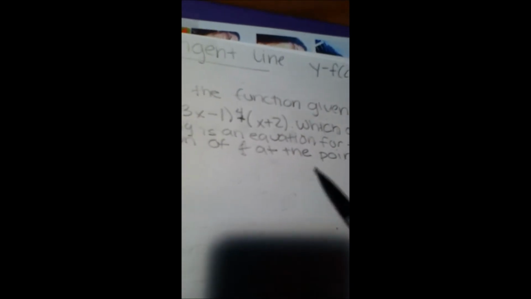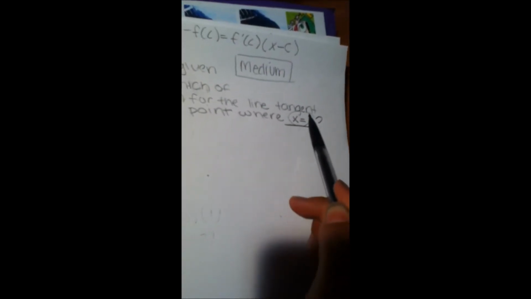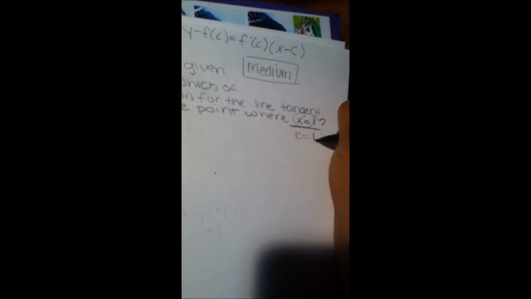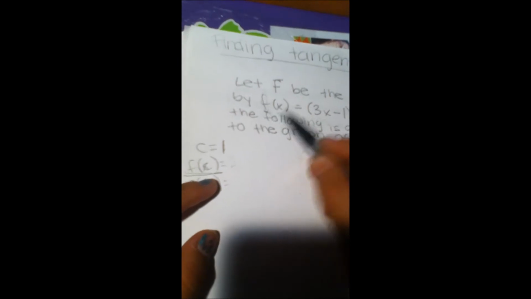The next example is finding the tangent line at a medium level. Let f be the function given by f of x equals 3x minus 1 to the power of 4 plus x plus 2. Find the line tangent to the graph of f at the point where x equals 1. It gives this part of information, meaning that c equals 1. We have to find f of c because they didn't give us that. For that, we have to plug in 1 to the given function.